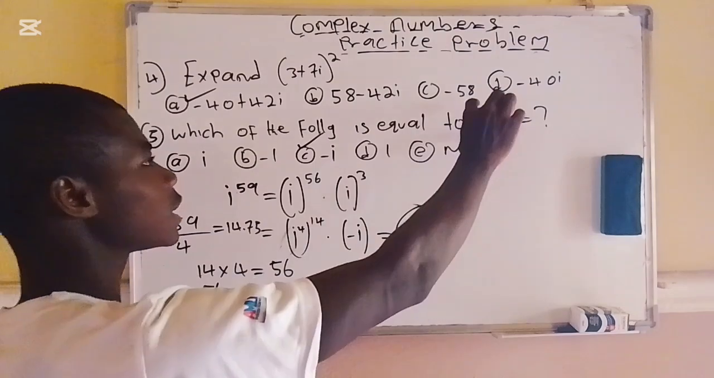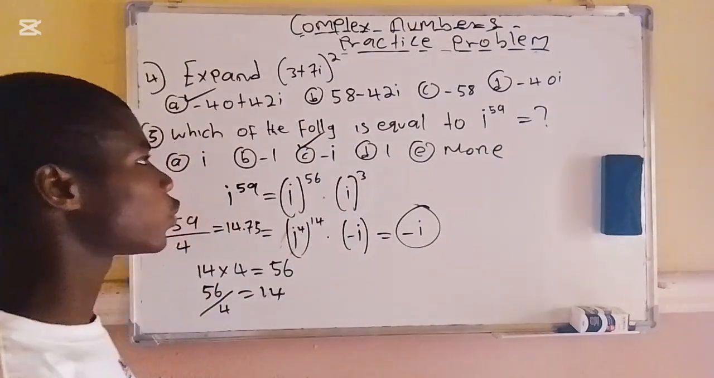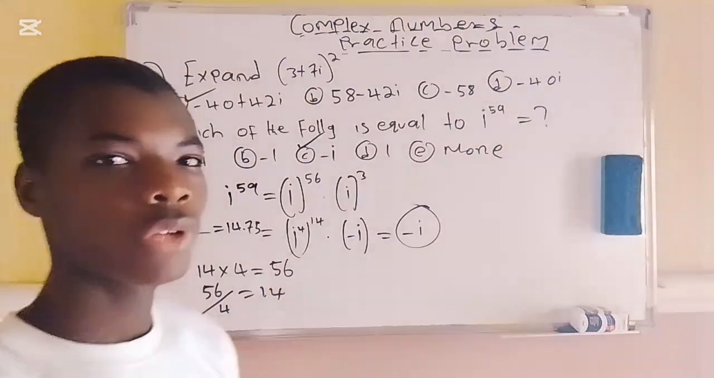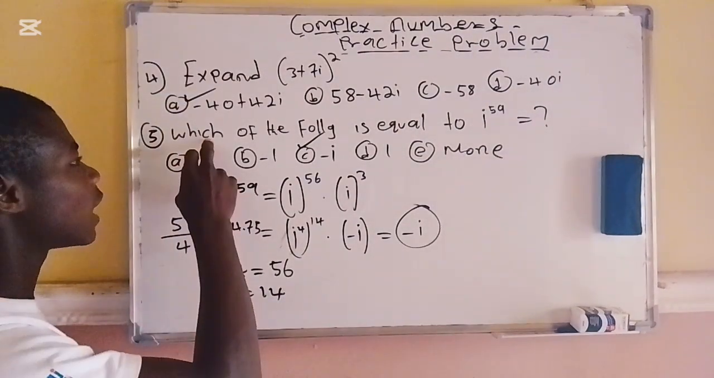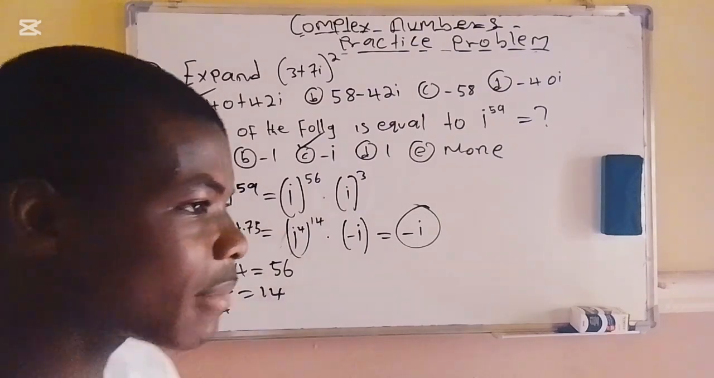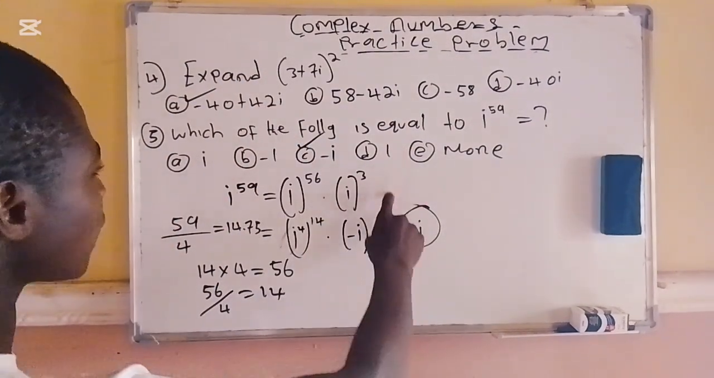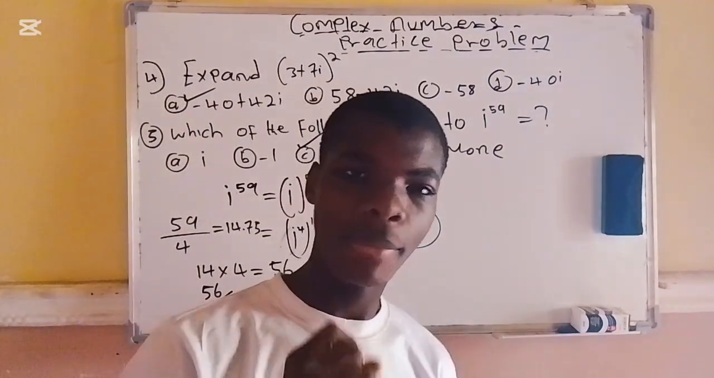If you see maybe 57, you know that 57 is an odd number. So there is no way you will find the value of negative i, but i. But sometimes you may be able to find the value of 1 or negative 1. Sometimes it might be none.